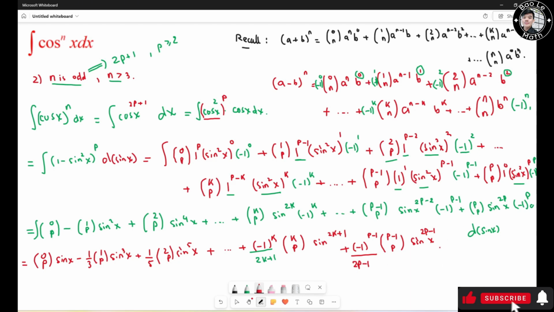And the last term right here turns out to be negative 1 to the p over this guy right here, 2p plus 1, sine to the 2p plus 1 of s. And then you need to rewrite the combination p of p, and then don't forget to add c. And then this is your final answer.